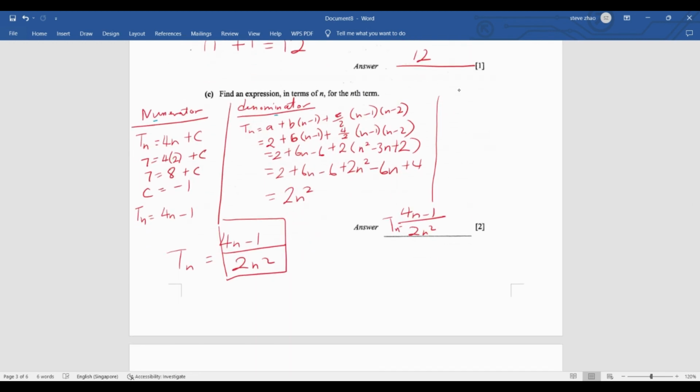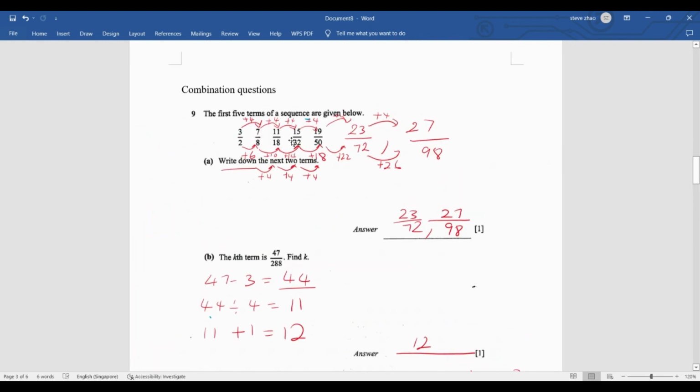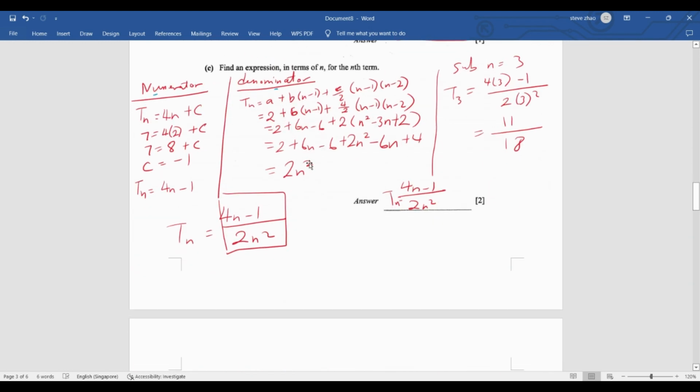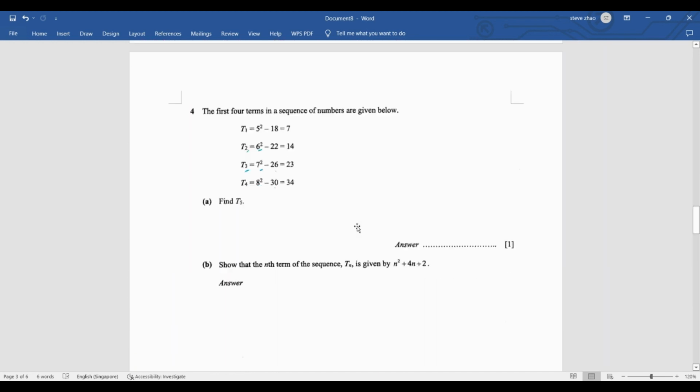And then we're going to sub n as 3. So T3 is equal to 4 times 3 minus 1 over 2 times 3 square. 12 minus 1 is 11. 3 square is 9. 9 times 2 is 18. And just look back in case you forget, 11 over 18. The formula is correct. Okay, next question.